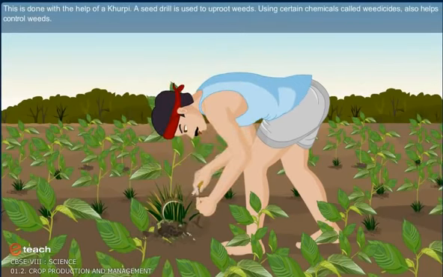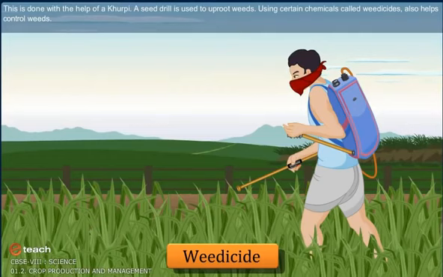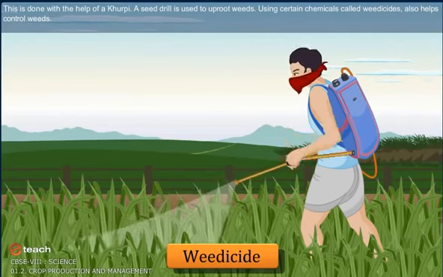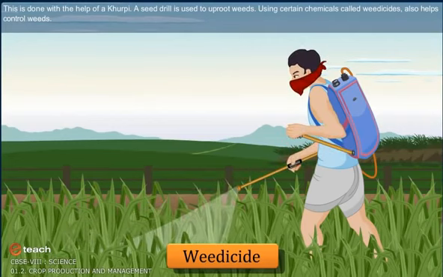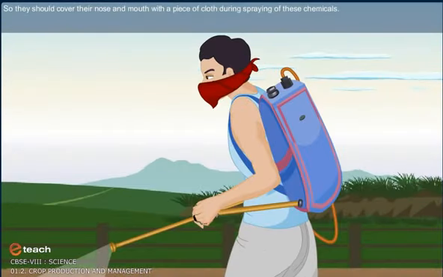This is done with the help of khurpi. A seed drill is used to uproot weeds. Using certain chemicals called weedicides also controls weeds. These are sprayed in the fields to kill the weeds. They do not damage the crops. Spraying of weedicides may affect the health of farmers, so they should cover their nose and mouth with a piece of cloth during spraying of these chemicals.